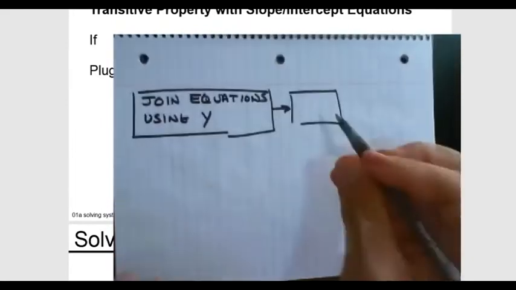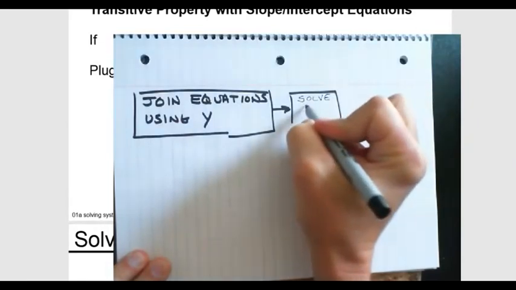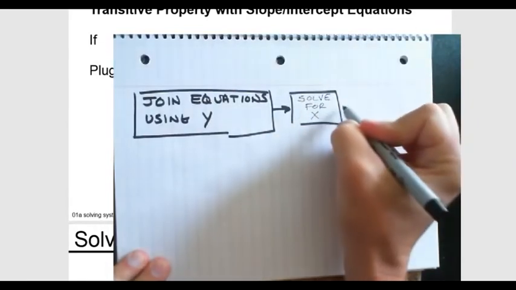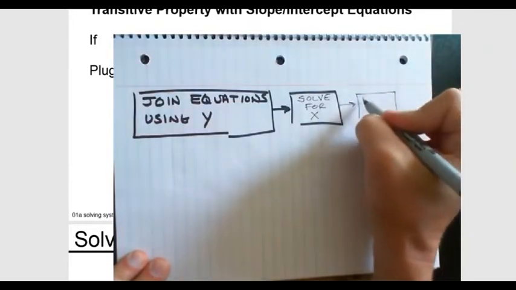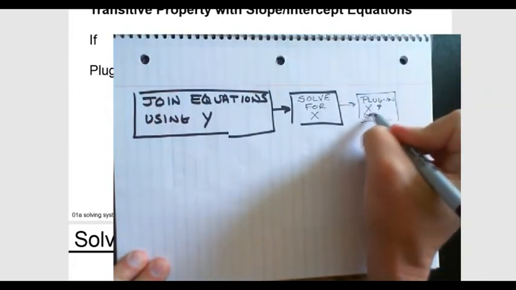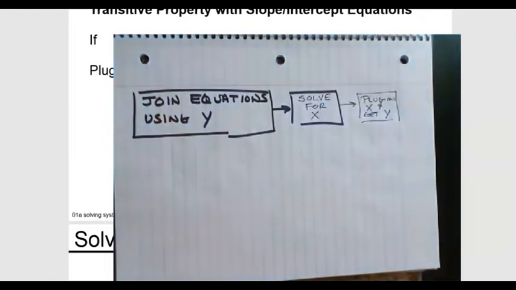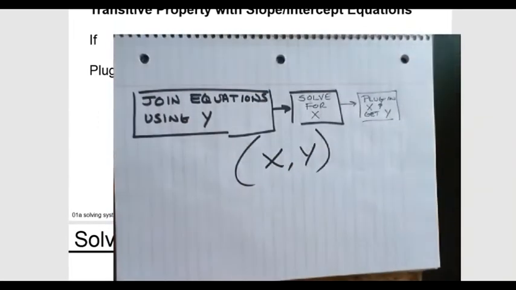I gotta go to something smaller that can actually fit on the page. Solve for x. Plug in x and get y. All right. So I join the two equations using the y, I solve it for the x, and then I plug in the x and I get the y. That's our flow. And what we end up with is some point x comma y. When we're done, we have an x comma y.